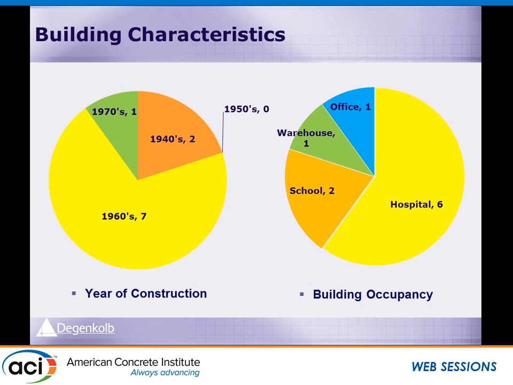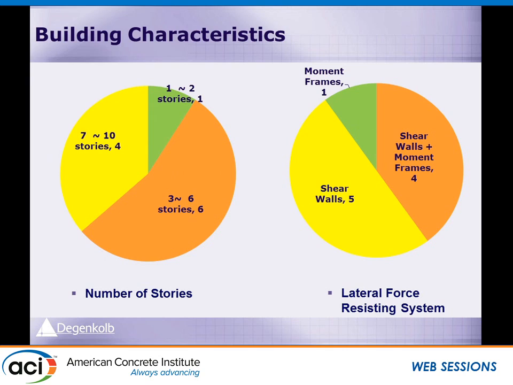The number of stories ranges from one story to 10 stories, so they are low- to mid-rise buildings. The type of lateral force resisting system is very interesting. Even though it is not statistical at all, among the 10 buildings you see 9 buildings have shear walls, 5 buildings have moment frames, and only one building has only a moment frame as the lateral force resisting system.